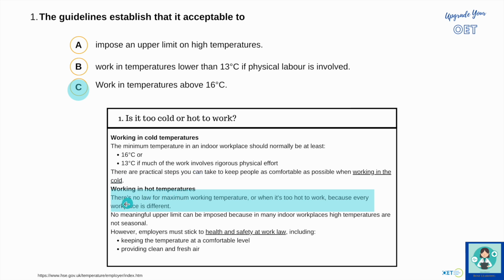Then they talk about practical steps, and here we go, working in hot temperatures. There's no law for maximum working temperatures, so we can delete that one. But you can work in temperatures above 16, it's possible. So by the process of elimination, we can figure out that the answer here is C, because you can work in temperatures above 16. There's no law against it. It's acceptable. You can't work anywhere under 13, because 13 should be kind of the minimum. And there is no upper limit. We know that's not possible. So it's C.